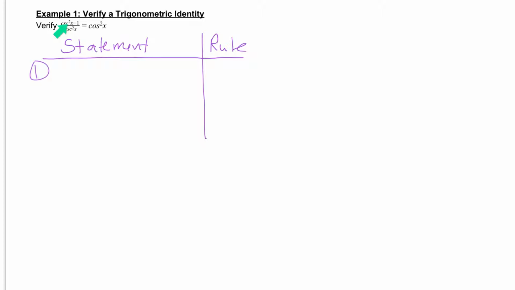So my very first step here that I would do is I would take a look at the top here, seeing that I have a cosecant squared x minus 1, noticing that that's a Pythagorean identity. And I can change cosecant squared x minus 1 into cotangent squared x. So I have cotangent squared x over cosecant squared x. And that's still equal to cosine squared x. I don't need the equals part on there, but I do need to list down what my rule was for number 1. And I used a Pythagorean identity, so I'm going to say Pythagorean.